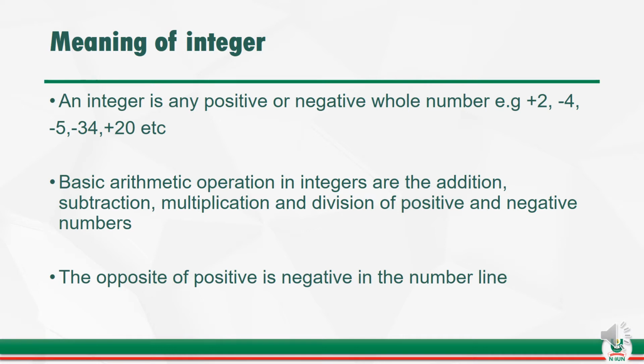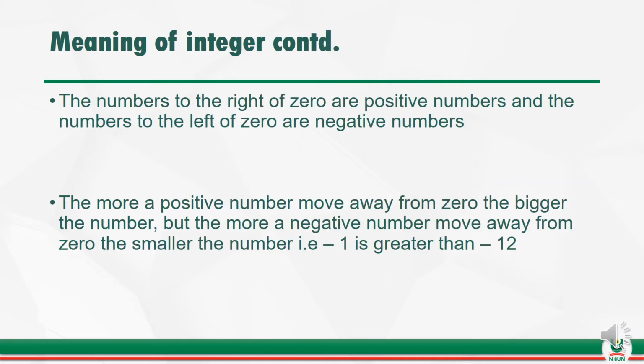The opposite of positive is negative when we come to a number line. Now, the numbers to the right of 0 are positive numbers, and the numbers to the left of 0 are negative numbers. By the time we get to the next slide, you will see the demonstration there. Then the more a positive number moves away from 0, the bigger it becomes, but the more a negative number moves away from 0, the smaller the number becomes. And that is why -1 is greater than -100.